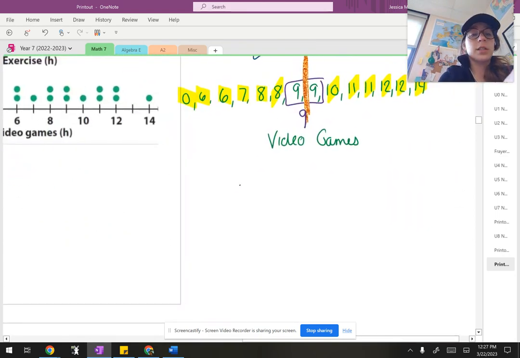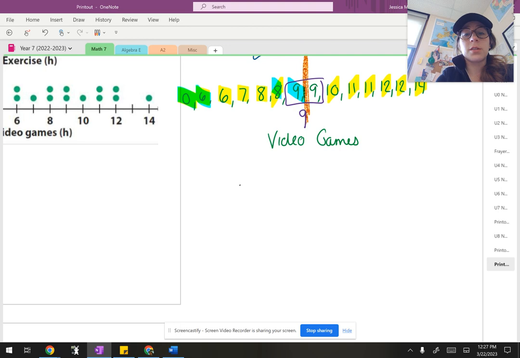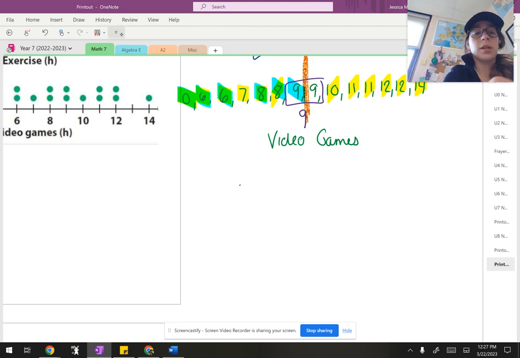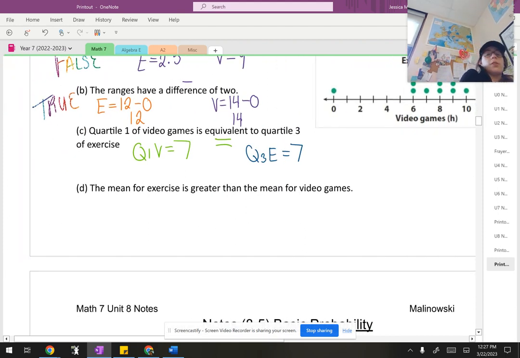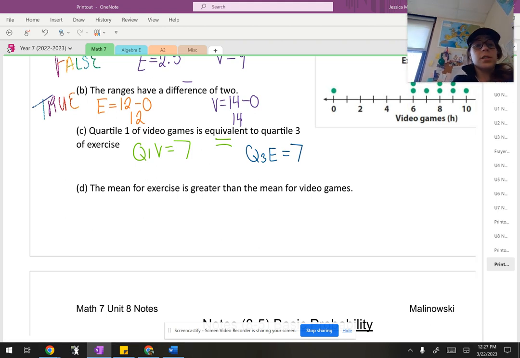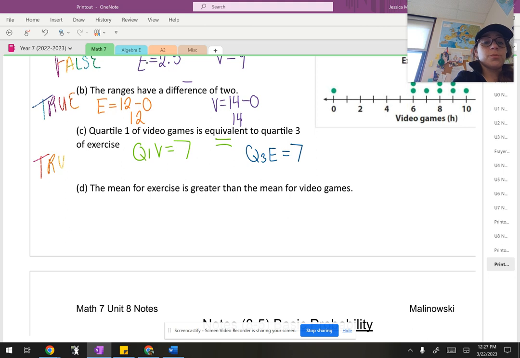Now we need the Q1 for the video games. 9, 0, 6, 8, 6, 8, and we have a 7 also. So, is that true? Is quartile 1 of video games equivalent to quartile 3 of exercise? 7 is equal to 7, so yes, indeed, that is also true.